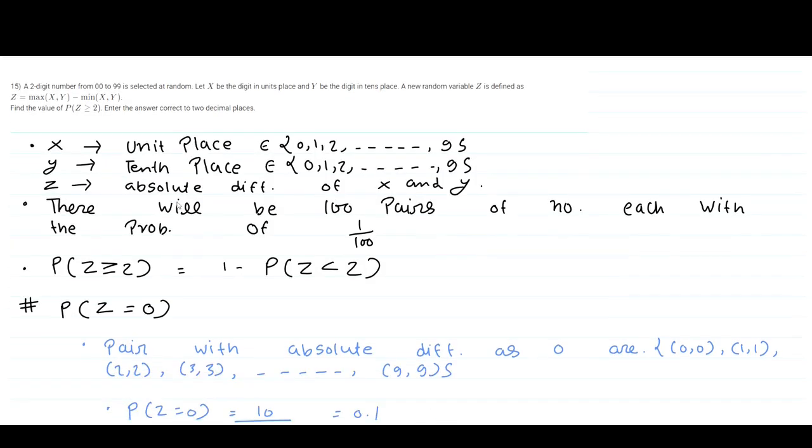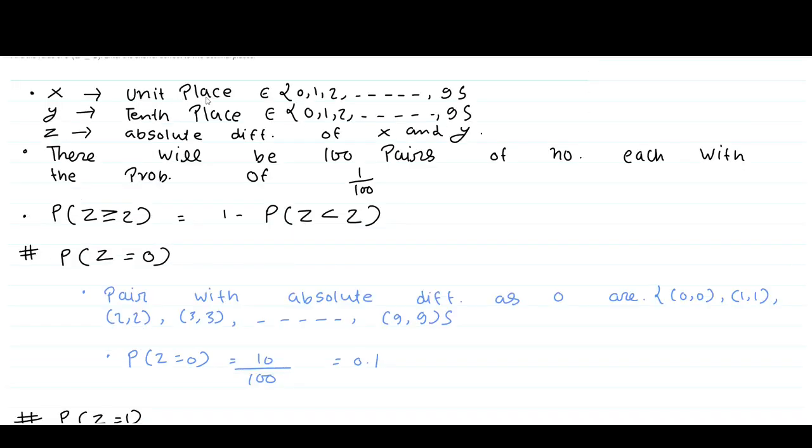It states that a two-digit number from 00 to 99 is selected at random. Let x be the digit in the unit place and y be the digit in the 10th place. A new random variable z is defined as z is equal to max of x, y minus minimum of x, y. Find the probability of z greater than or equal to 2. Here, it is given that x is the unit place, so the range of x is going to be from 0 to 9, and similarly y is given as the 10th place, so the range of y is also going to be 0 to 9.